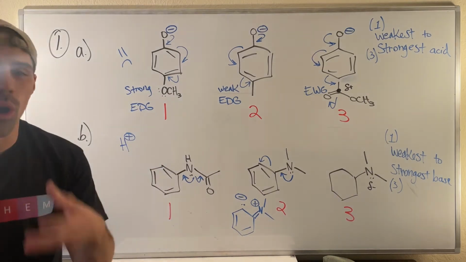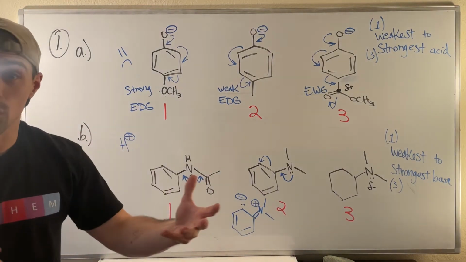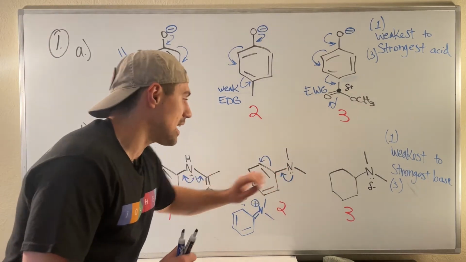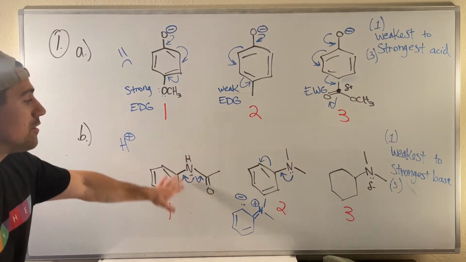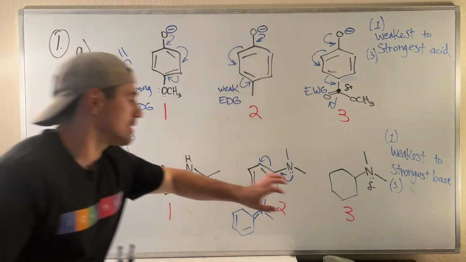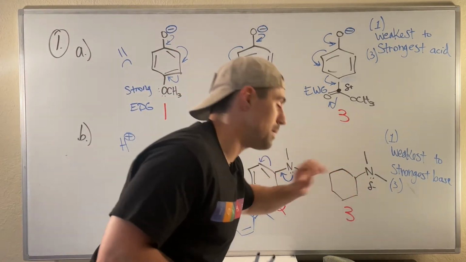It's in control of all of its negative charge all the time. There's resonance here that will take some of it away in this case. And in this situation, there's even more so because we have resonance in both directions. So least basic, second most basic, most basic.